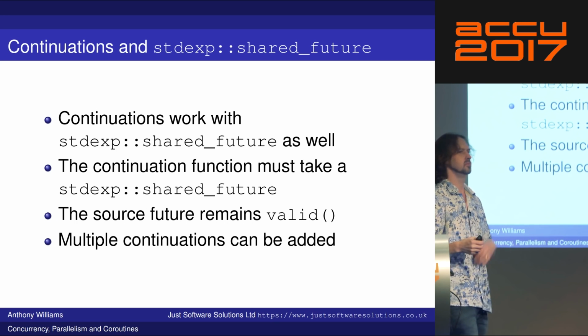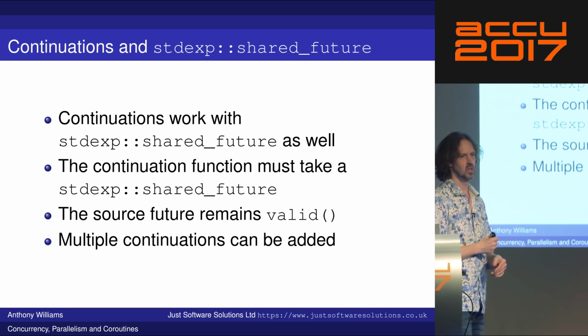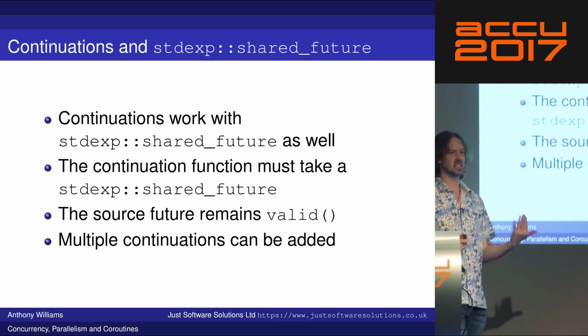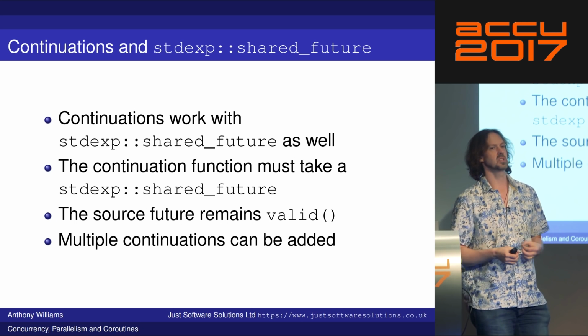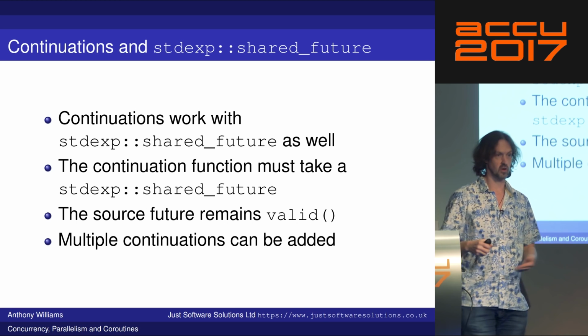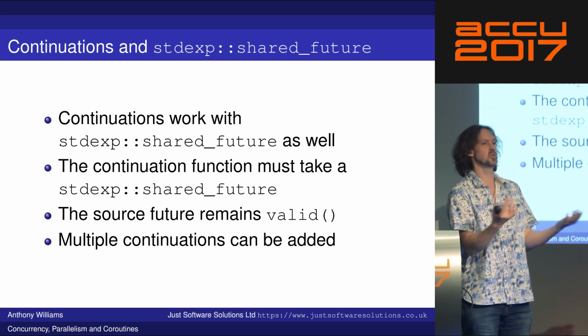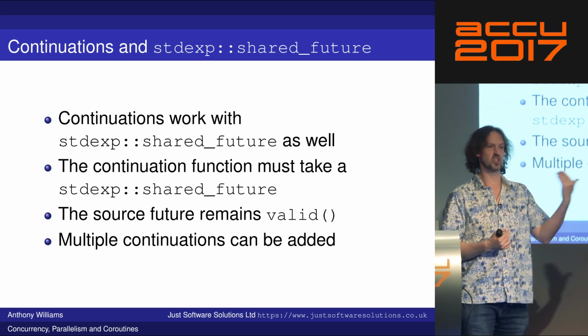Okay, so we introduce continuations with standard experimental future. With experimental shared future, they work the same, except, of course, then the continuation function itself must take a shared future rather than a plain future. And as with everything on shared futures, the source remains valid, so you can then have multiple continuations on the same shared future.